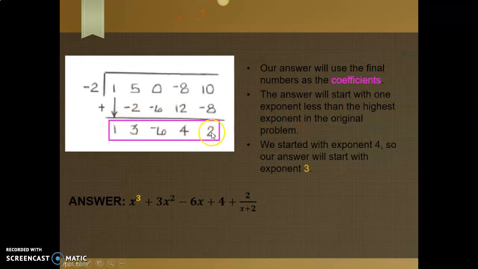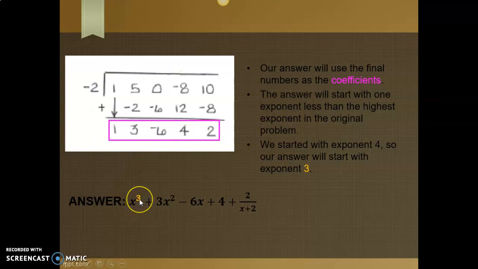Now we take the numbers that we came up with from our process to create our answer. Our answer is going to start with one exponent less than the exponent we had in our original problem. In our original problem, we had x to the 4th. So our answer is going to start with x to the 3rd. These will be the coefficients for our answer. So 1, again, we don't have to write it.